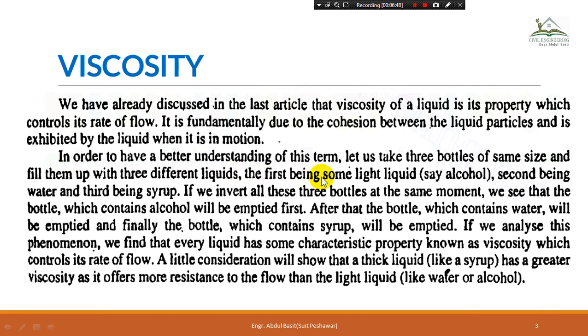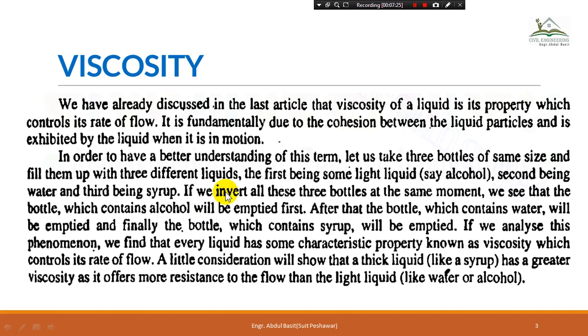In order to have a better understanding of this term, let us take three bottles. We have three bottles in which three different liquids are placed: one is a light liquid that may be alcohol, second is water, and the third is syrup. Alcohol has the least viscosity of these three liquids, and water has more viscosity than alcohol but less viscosity than the syrup. Okay, any type of syrup that may be.